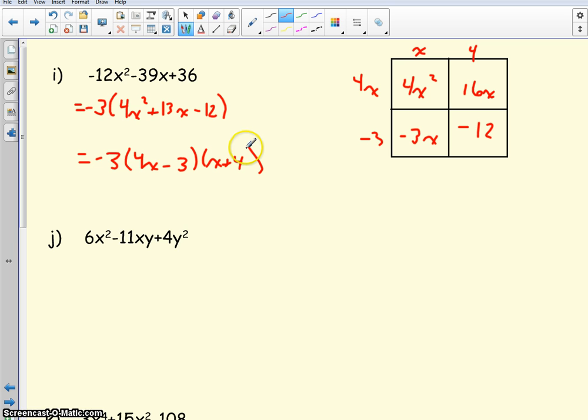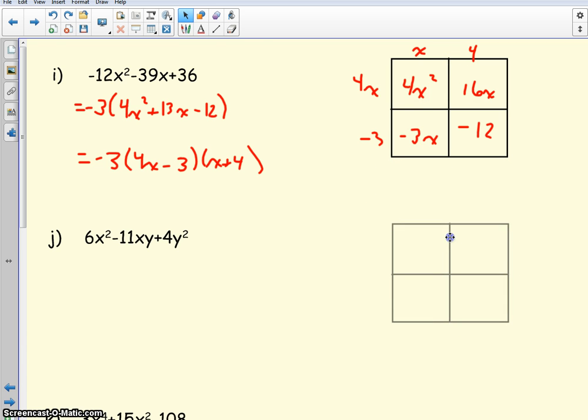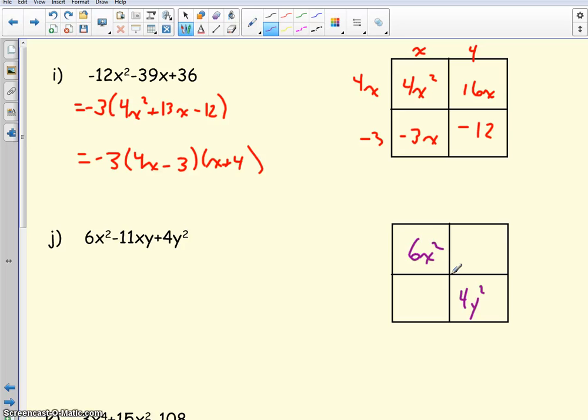Okay, next one. You're going to need another array for this one. And there's no common factors here, so let's throw in what we know. Let's try a different color. So 6x squared up here, 4y squared down here. And again, it looks a bit more complicated because you have the xy term and the y squared, but you can still treat it just like you would a regular complex trinomial.